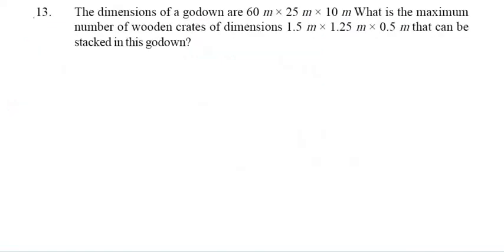Now come to the 13th question. The dimensions of the godown are 60 meter, 25 meter, and 10 meter. What is the maximum number of wooden cartons? Dimension is 1.5 meter, 1.25 meter, and 0.5 meter. So first of all we can write here number of wooden cartons.